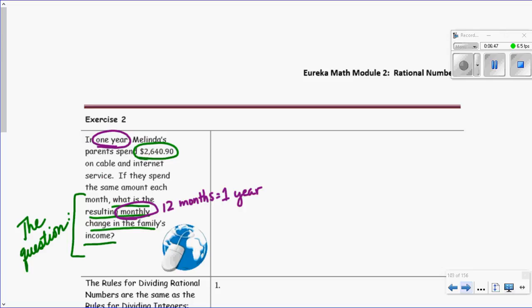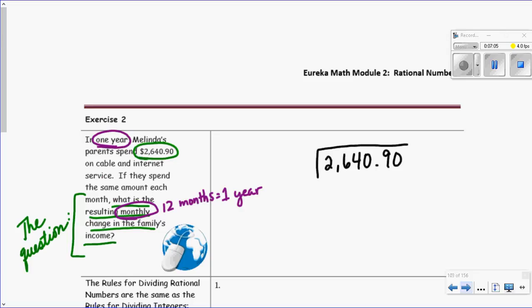A lot of people know how much they make in 1 year and therefore can figure out what they can afford in their monthly bills, because most bills are each month, and you want to know that you're going to be able to afford those things. So here we go. We've got $2,640.90. Boy, that just sounds like a lot for cable and internet.